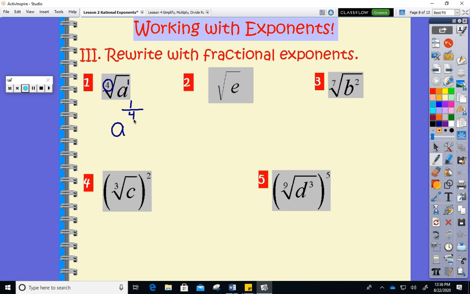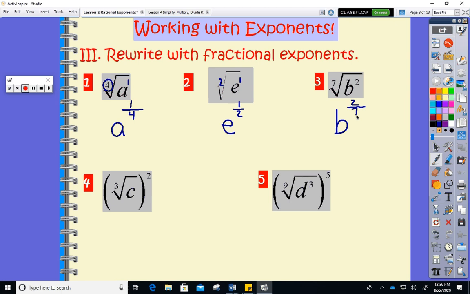Now on this one, remember, the understood index is 2. If you have a square root, you don't write the little 2, but it's inferred that it means 2. So I'm going to say, okay, so that's e to the 1/2 power. Now on this one, I'm going to have b. The power part's 2, so that's in the top part of the fraction. The index of the radical is 7, so that's in the bottom part of the fraction.